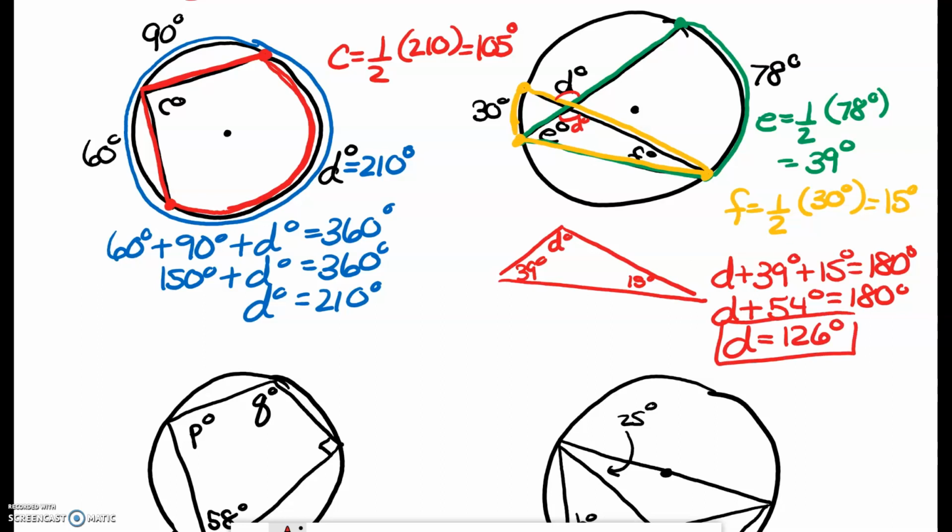126 degrees. Okay, so I'm going to pause this here and I'm going to continue on the next video with the rest of the examples.